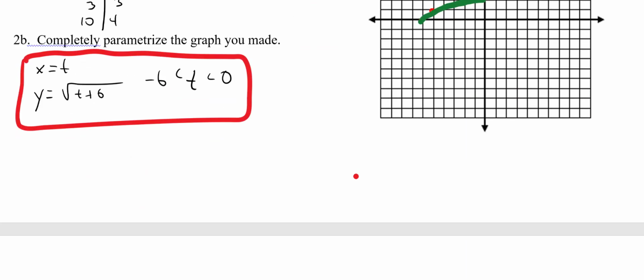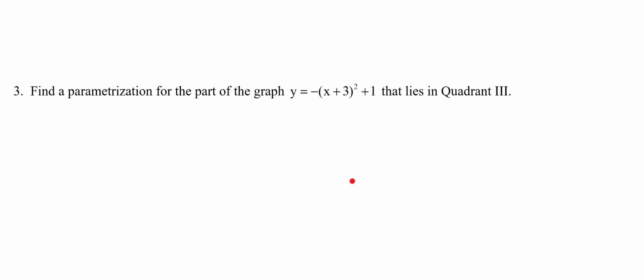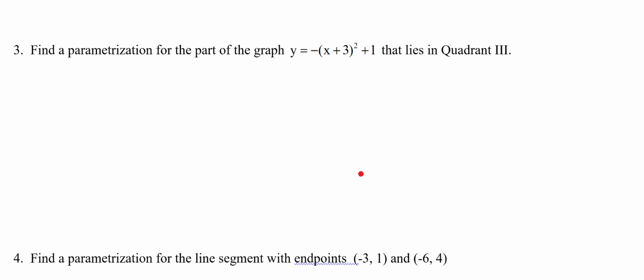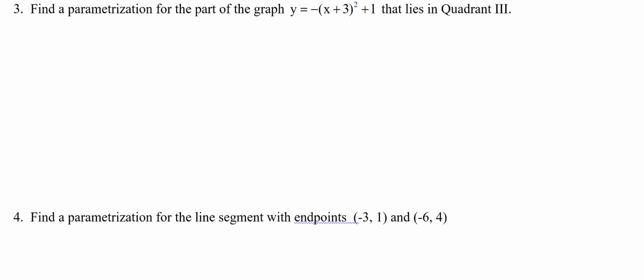Okay, let's keep going here. So we're not doing any more graphing here. We're just going to find the parameterization, and of course, with that come restrictions. Number 3 is find the parameterization for the part of the graph, and you have a nice little quadratic that lies in quadrant 3.